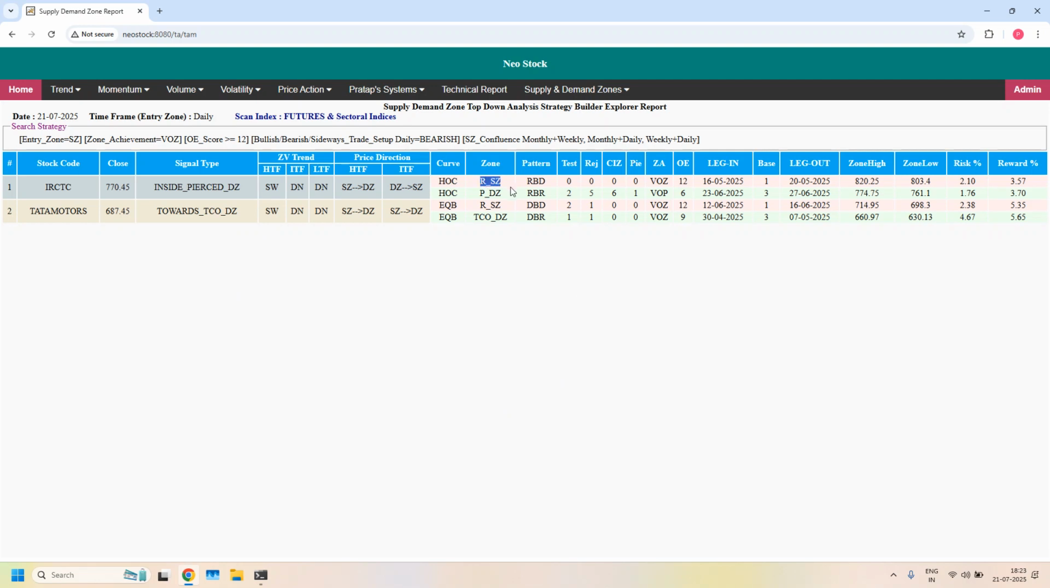That way these two zones might have a higher probability of success, provided the 20 checklist items are satisfied. That is very, very important. You can't take trades without verifying the 20 checklist, whatever I explained in the lesson 20 video.